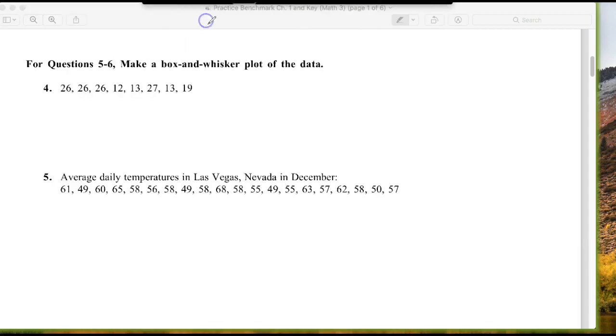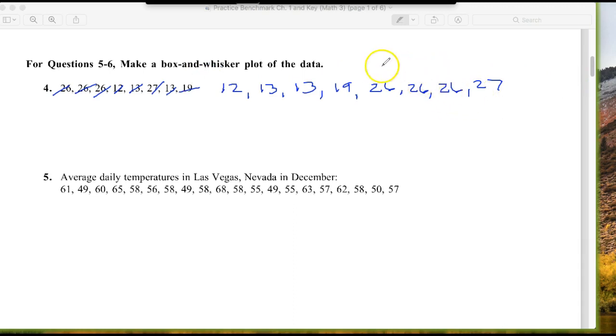All right, let's go ahead and look at box and whisker plots for this set of data. You need to find all your quartiles in order to make a box and whisker plot. So first, let's order these least to greatest. It looks like we're going to go with 12, then 13, 13. Let's mark off our values so we don't forget one. We've got 19 next, and then three 26s, and a 27.